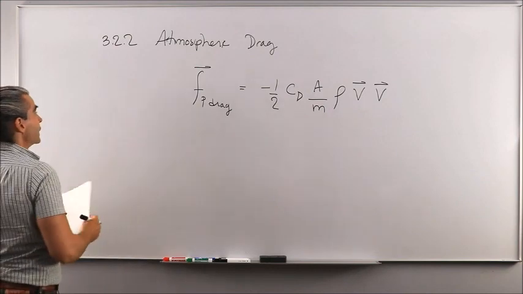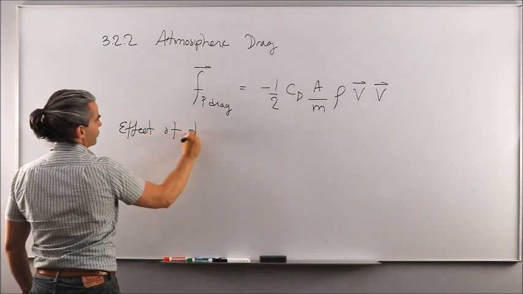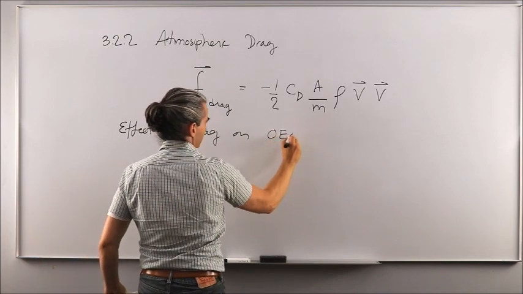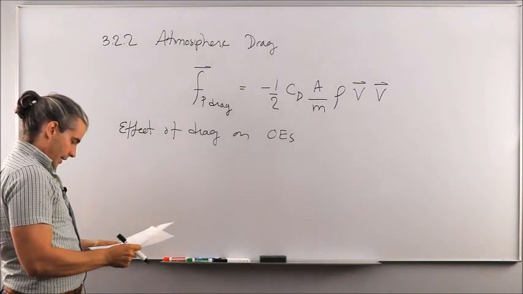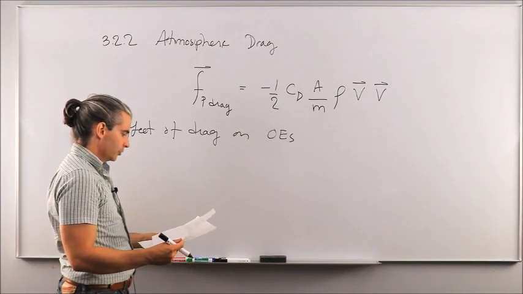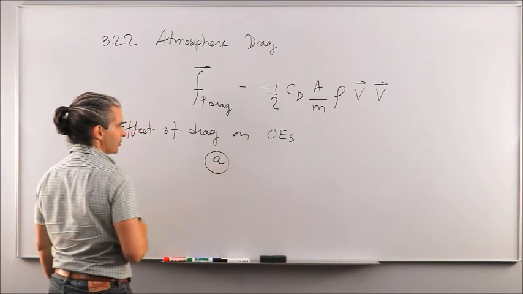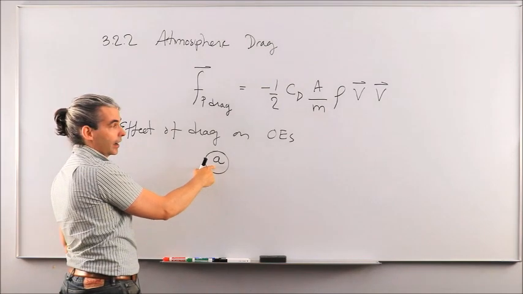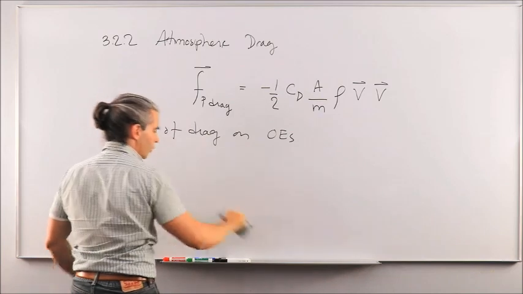So let's analyze the effect of drag on orbital elements now. We're going to do the work for the semi-major axis only due to time constraint. But anyway, this is the greatest impact, okay? So drag has a big influence on the semi-major axis, and we're going to see how to quantify it.